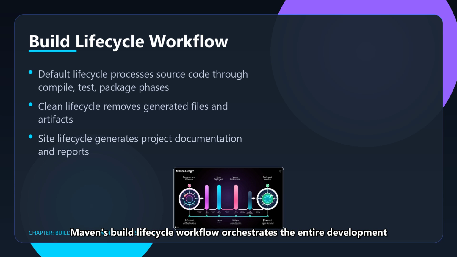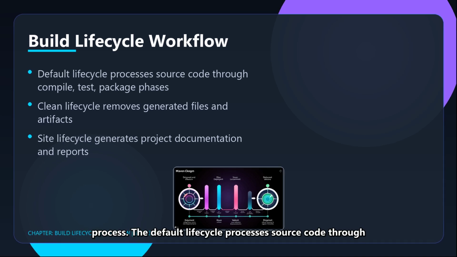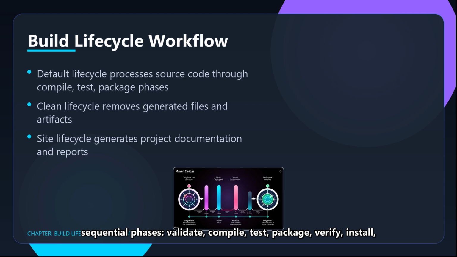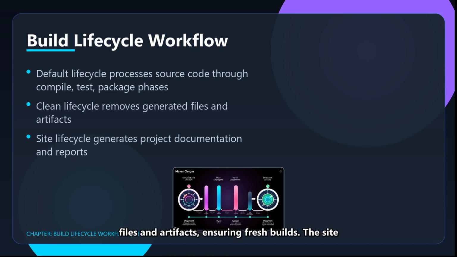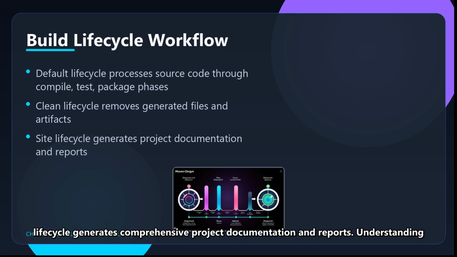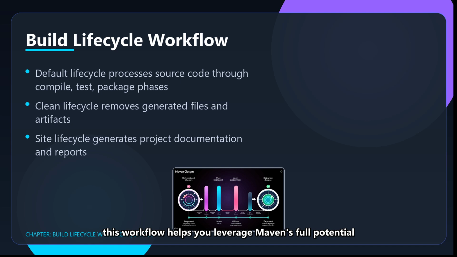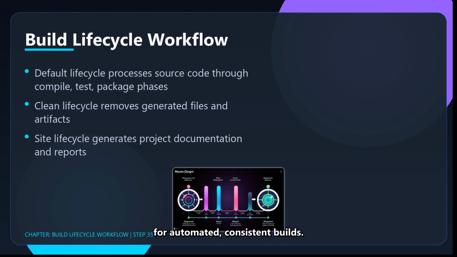Maven's build lifecycle workflow orchestrates the entire development process. The default lifecycle processes source code through sequential phases: validate, compile, test, package, verify, install, and deploy. The clean lifecycle removes all generated files and artifacts, ensuring fresh builds. The site lifecycle generates comprehensive project documentation and reports. Understanding this workflow helps you leverage Maven's full potential for automated, consistent builds.